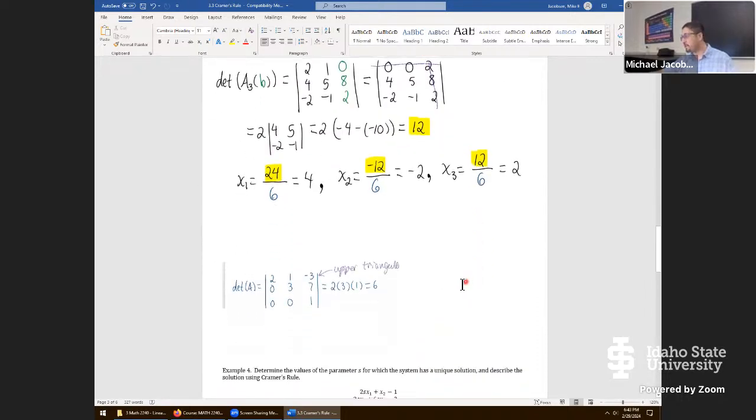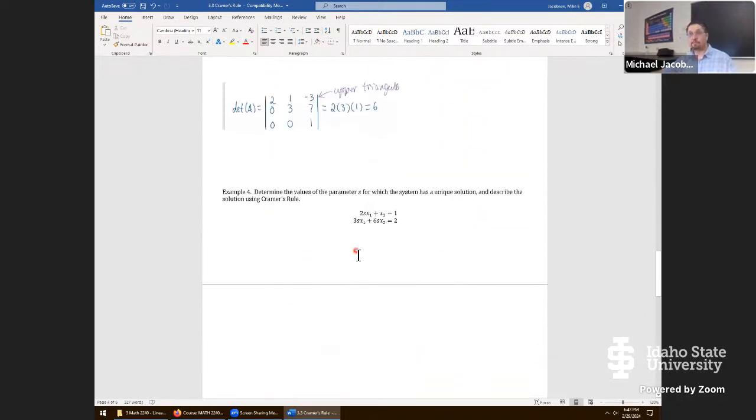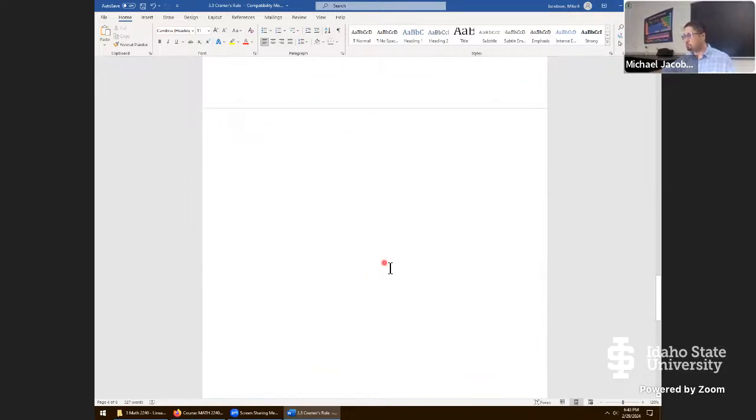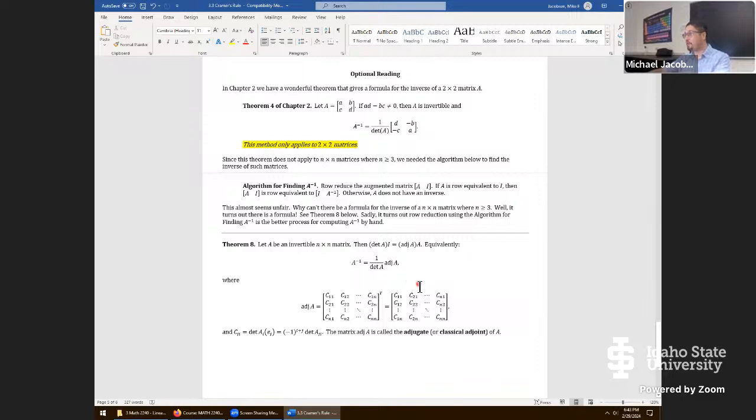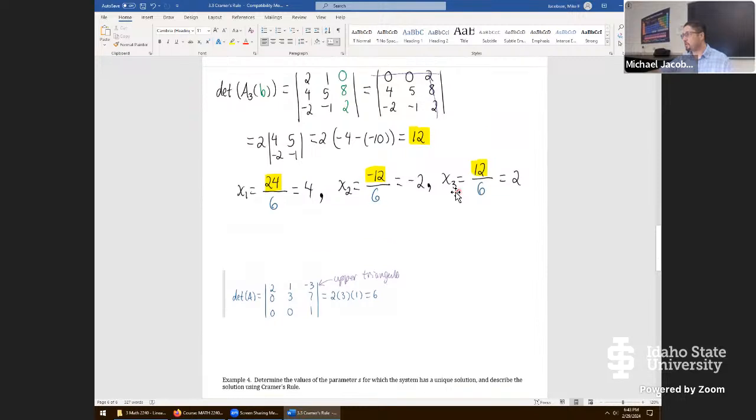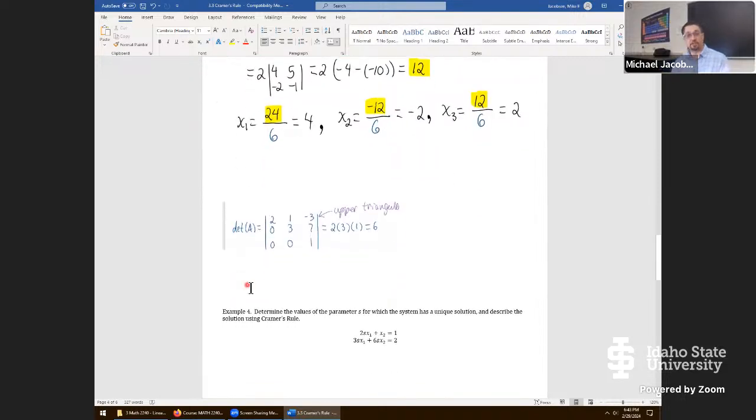When we come back from the break, we're still going to finish off this example 4. And down below, this is now optional reading. If you wanted a formula for inverting a 3x3 matrix, here's the theorem, but it's another one of those things like Cramer's rule. That's probably not the most effective way to calculate by hand. It's more of a theoretical result used in other niche areas. But we'll call it a day today and come back here on Tuesday for example 4.